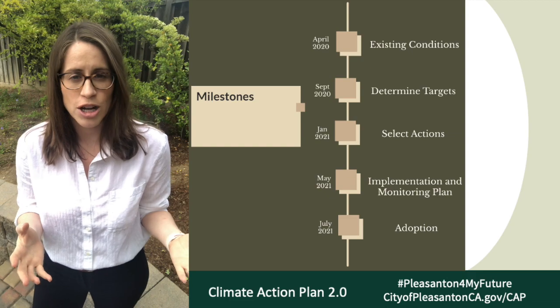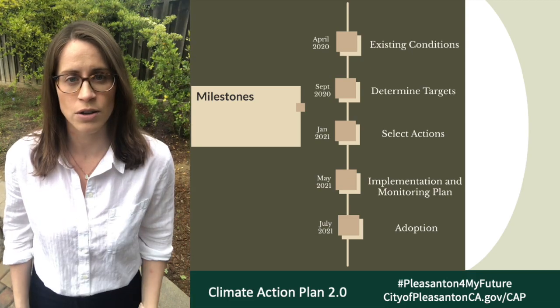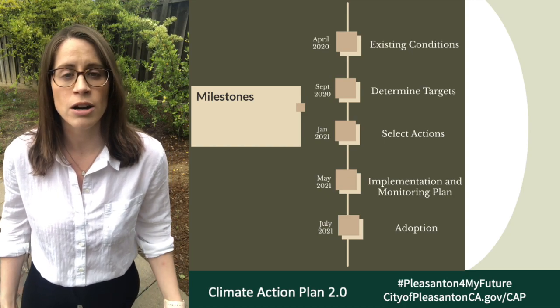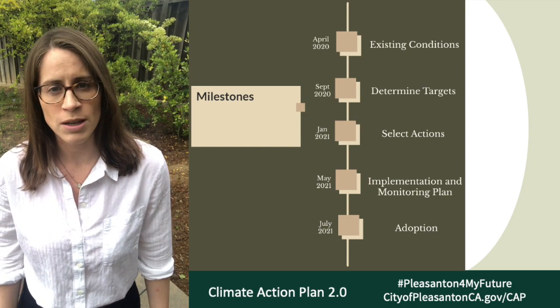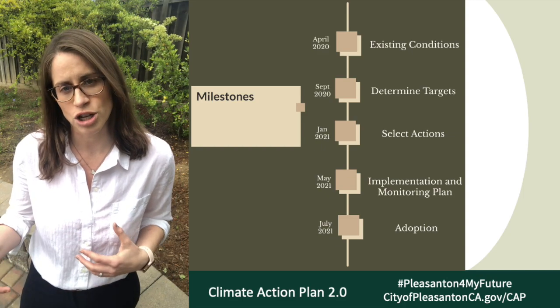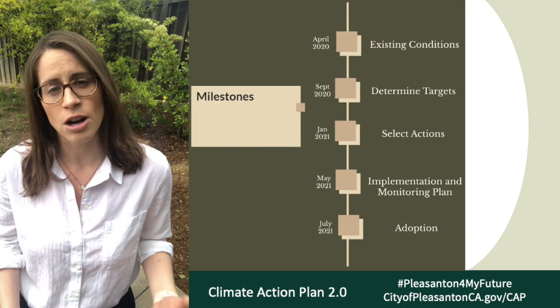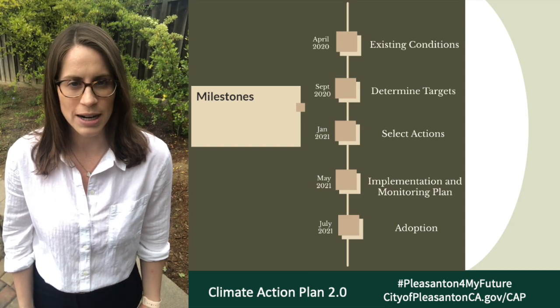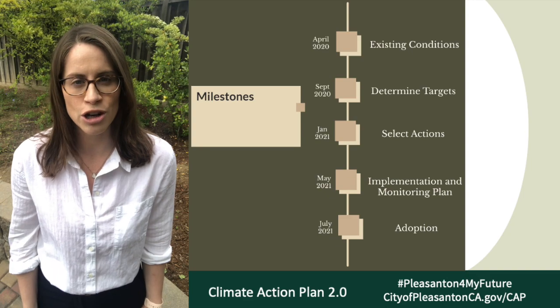The CAP update project is about a 1.5 year long effort, and there's a few key milestones throughout the project. Right now we're working on evaluating our existing conditions, and after we establish all of those conditions, what our emissions currently are, what they're projected to be, then we'll be able to set targets to reduce the emissions, select actions that can help us meet those targets, and prepare an implementation and monitoring plan.